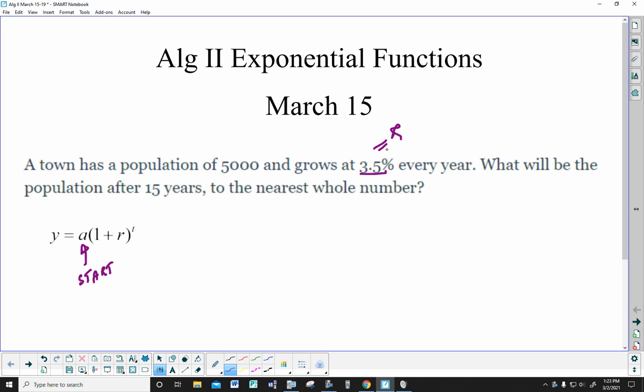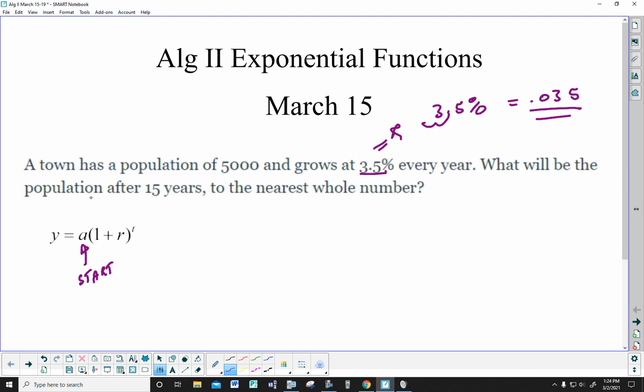Now, you got to be careful. The rate needs to be written as a decimal. So right now that's 3.5%. So you have to write that by moving the decimal 2 places left. So that's the R, 0.035.